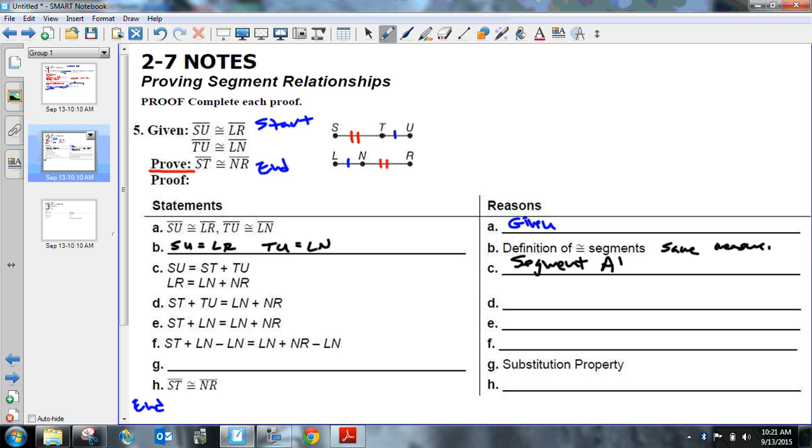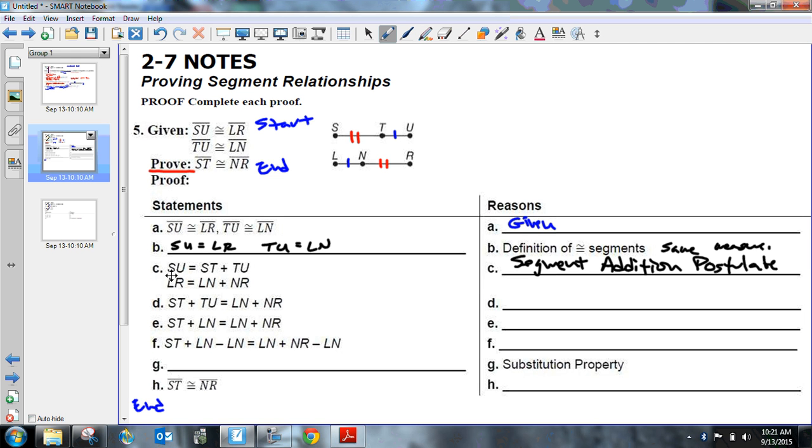And that's the segment addition postulate. Okay, and that's what we know. If I'm given this picture, we can conclude this. And then it says that ST plus TU is equal to LN plus NR.